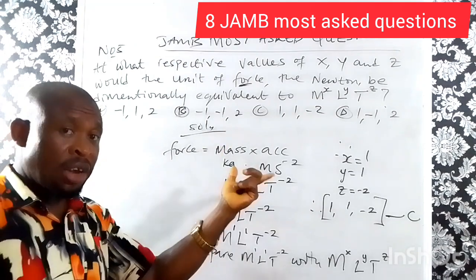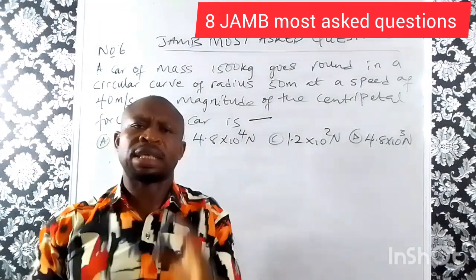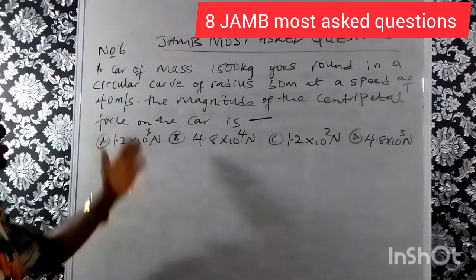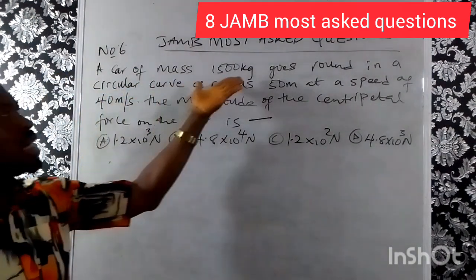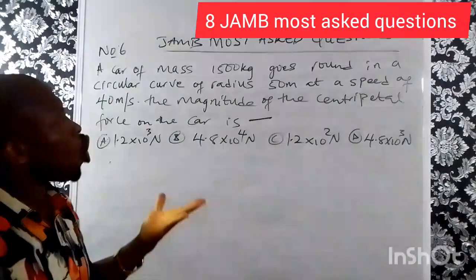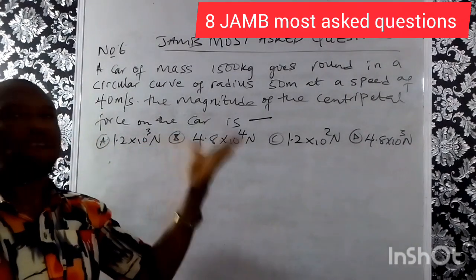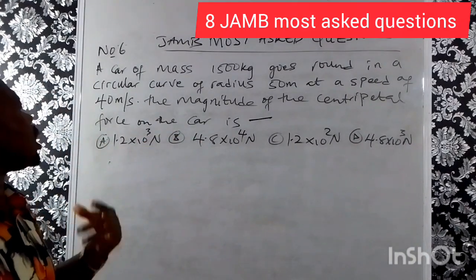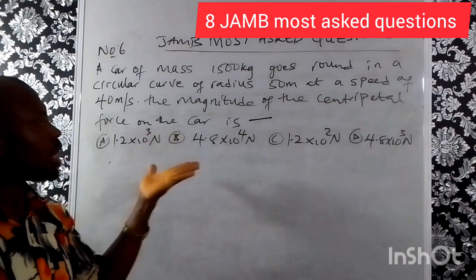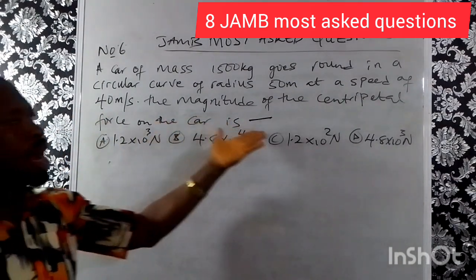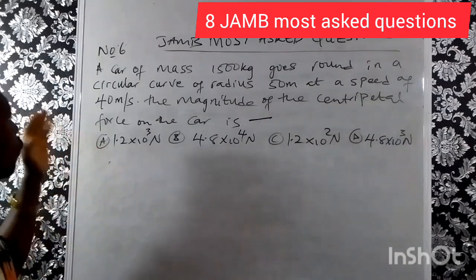We'll take another question. Sixth question says, a car of mass 1500 goes round in a circular curve of radius 50 meters at a speed of 40 meters per second. The magnitude of the centripetal force on the car is dash.